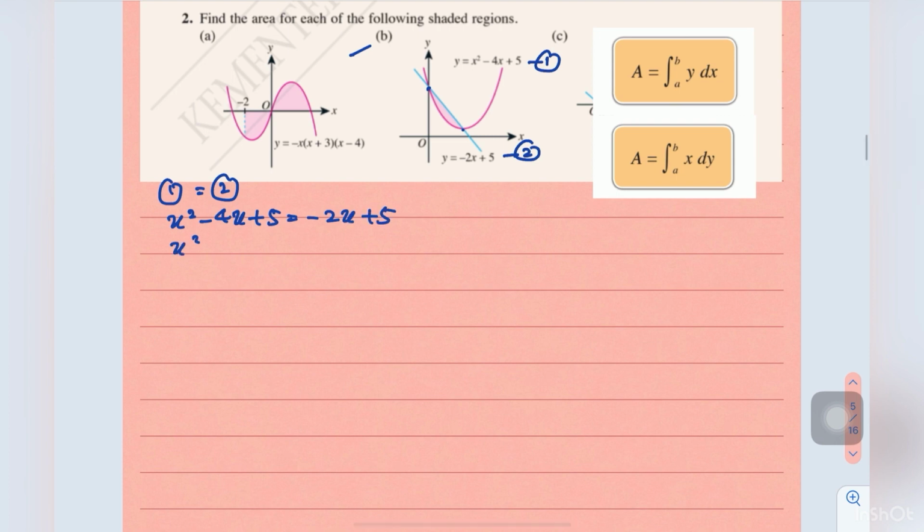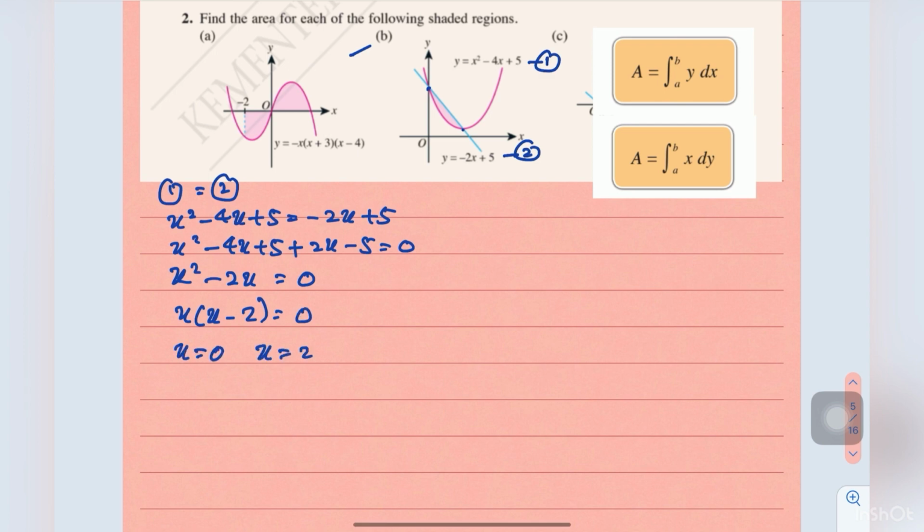So x squared minus 4x plus 5 plus 2x minus 5 equals 0. So x squared minus 2x equals 0. Then x(x minus 2) equals 0, so x equals 0, x equals 2. Right here is 0, and this one is 2. Now find y. When x equals 0, you can substitute into either equation. Let's say I substitute into 2: y equals negative 2 times 0 plus 5, so y is 5. When x equals 2, y equals negative 2 times 2, negative 4, plus 5, which is 1. So this one is 1, this one is 5.